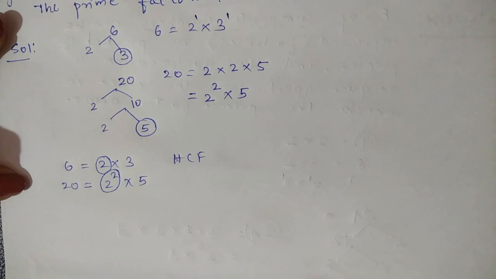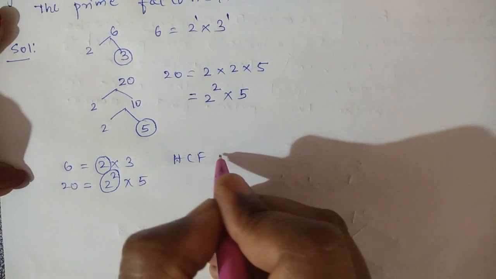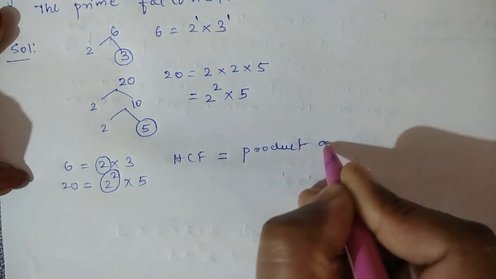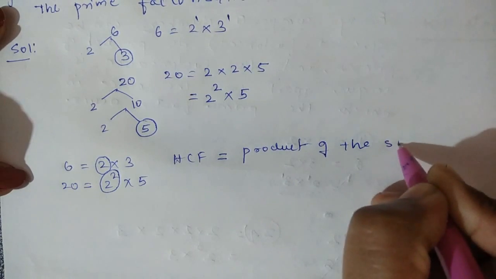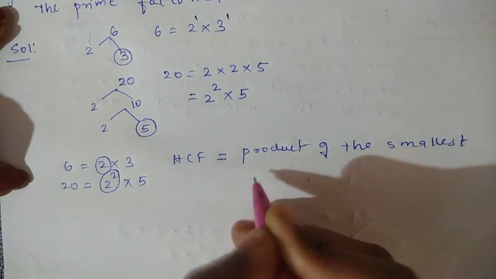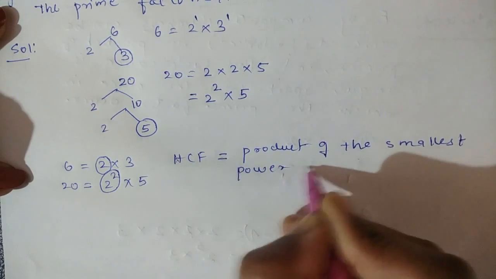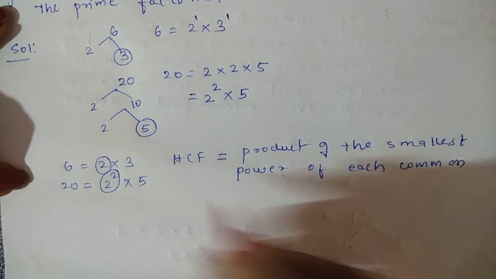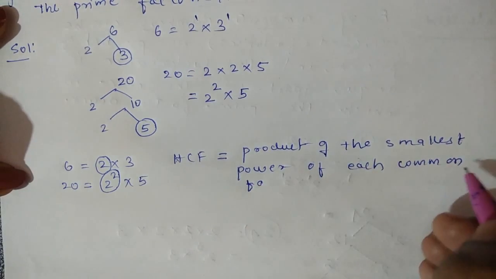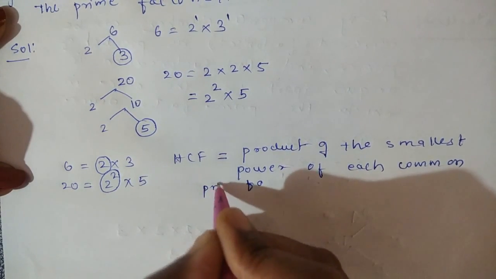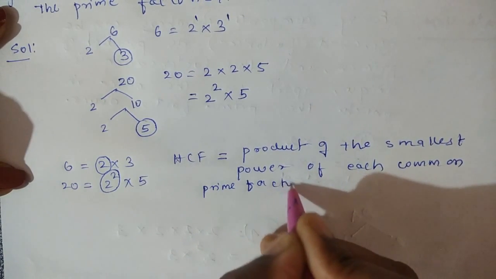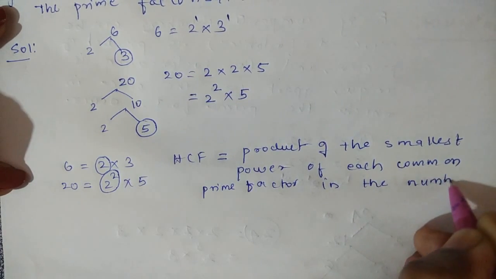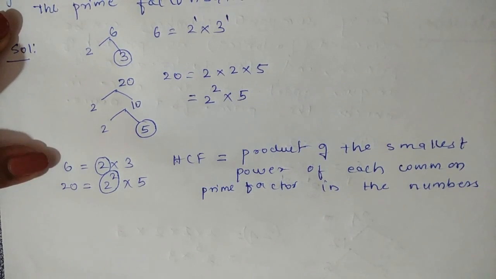Right? So we will now see how to find the HCF. So HCF can be written as what? Product of the smallest power of each common prime factor in the numbers. Okay. Now just go to the above problem.